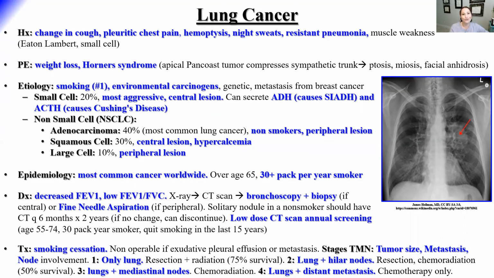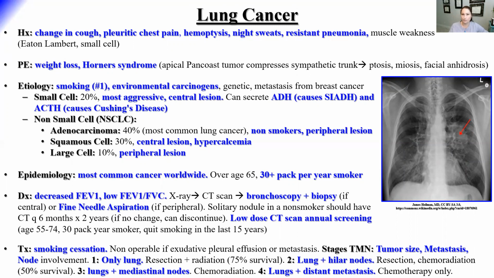Horner syndrome, this one's important because it's a triad. So you're probably going to see this on an exam question. Horner syndrome is when you have an apical Pancoast tumor, an upper lobe tumor that compresses the sympathetic trunk. So it causes ptosis, miosis, and facial anhidrosis on the side of the tumor. So ptosis, miosis, and anhidrosis of the face on the same side. That's a triad. You'll see that on an exam question.